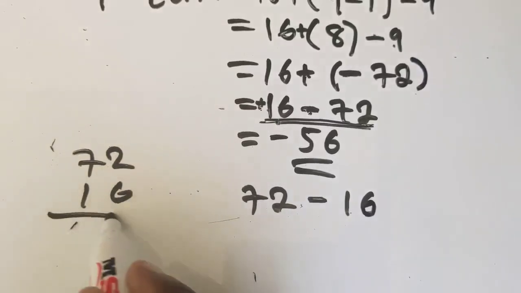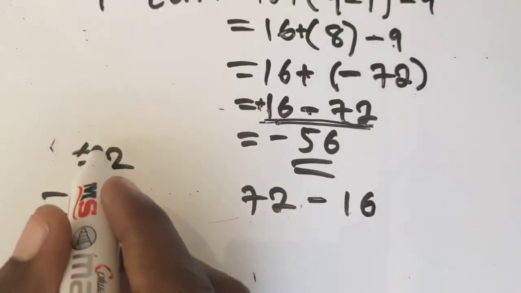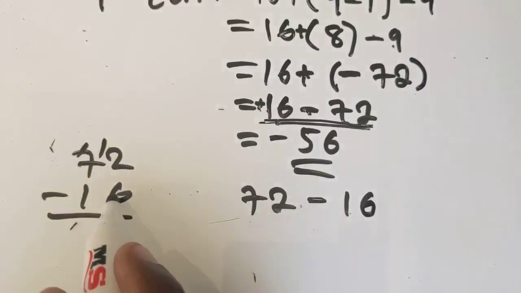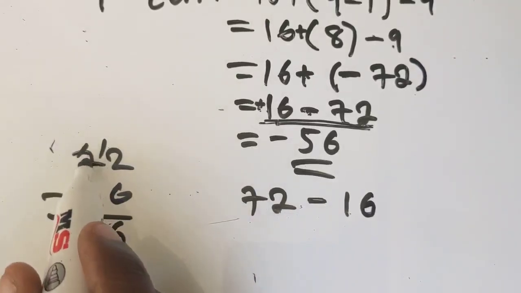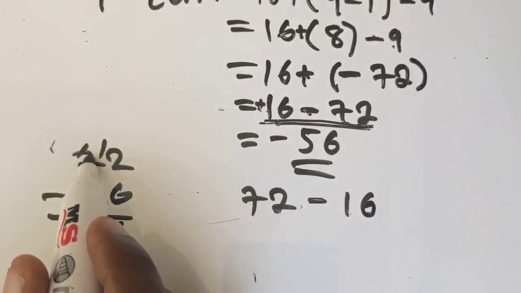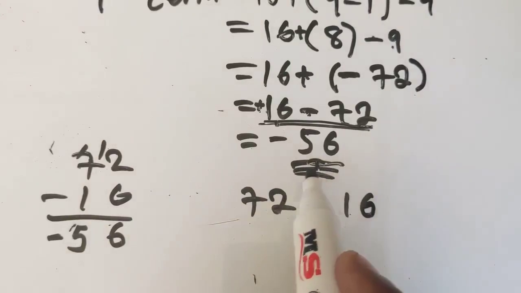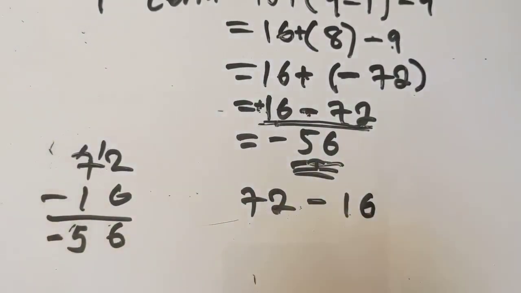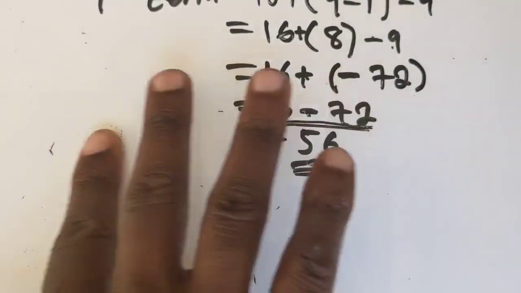So 72 minus 16. 2 minus 6, you can't, so you borrow 1 from 7, that is 12 minus 6, which is 6. Then here there is 6, since we got 1 from here. So 6 minus 1 gives 5. But put it in mind that the answer has to be negative. That is how I found 56 here. That is how you can find this.